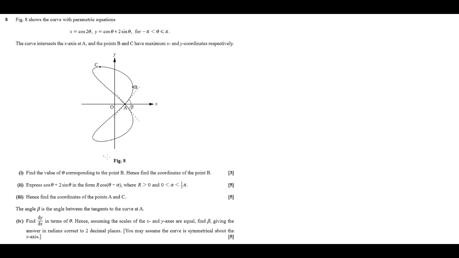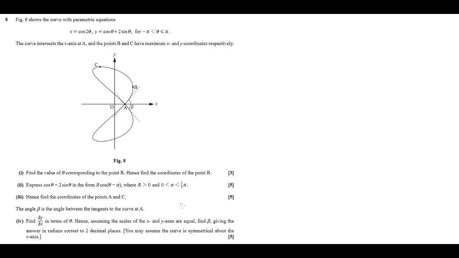The angle beta is the angle between the two tangents at A, and we need to find dy by dx in terms of theta, then assume the scale of x and y are equal. Basically that means they're kind of linear on the graph, and so you can just do simple geometry. Find beta, the angle, and give it in radians to 2 dp.